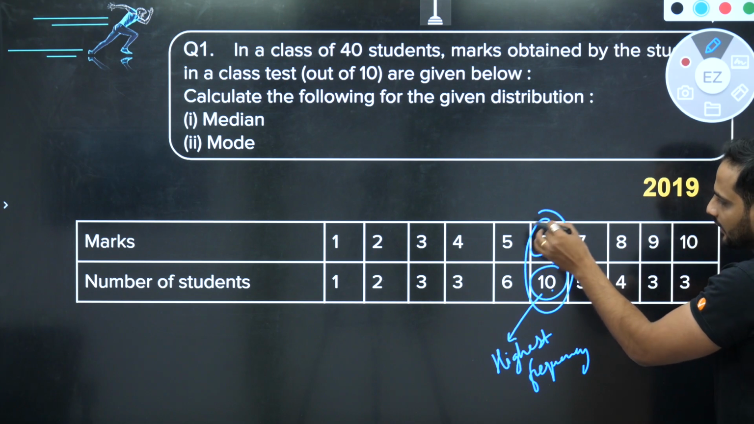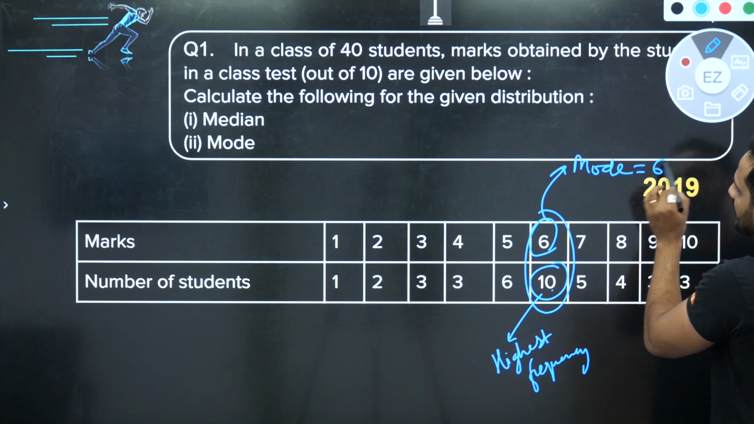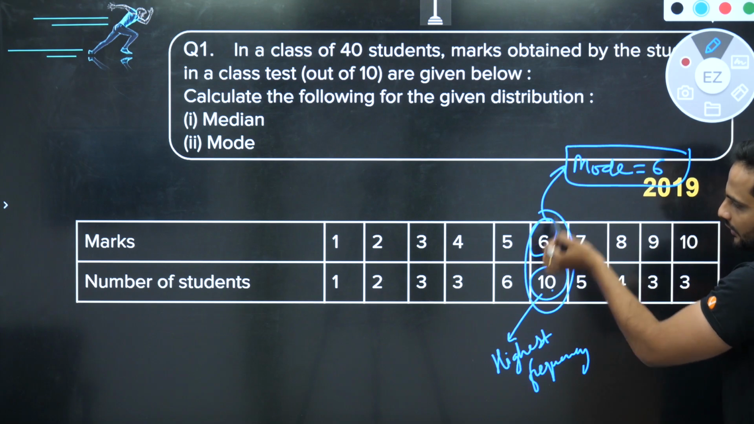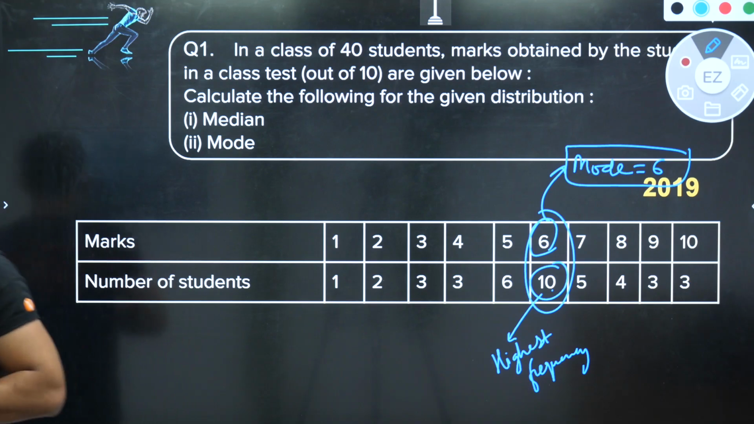So this is the most occurring value. So the mode is going to be 6. Remember, the frequency is not the mode, the values are the mode. So 6 is going to be your mode. ठीक है, mode हो गया 6.